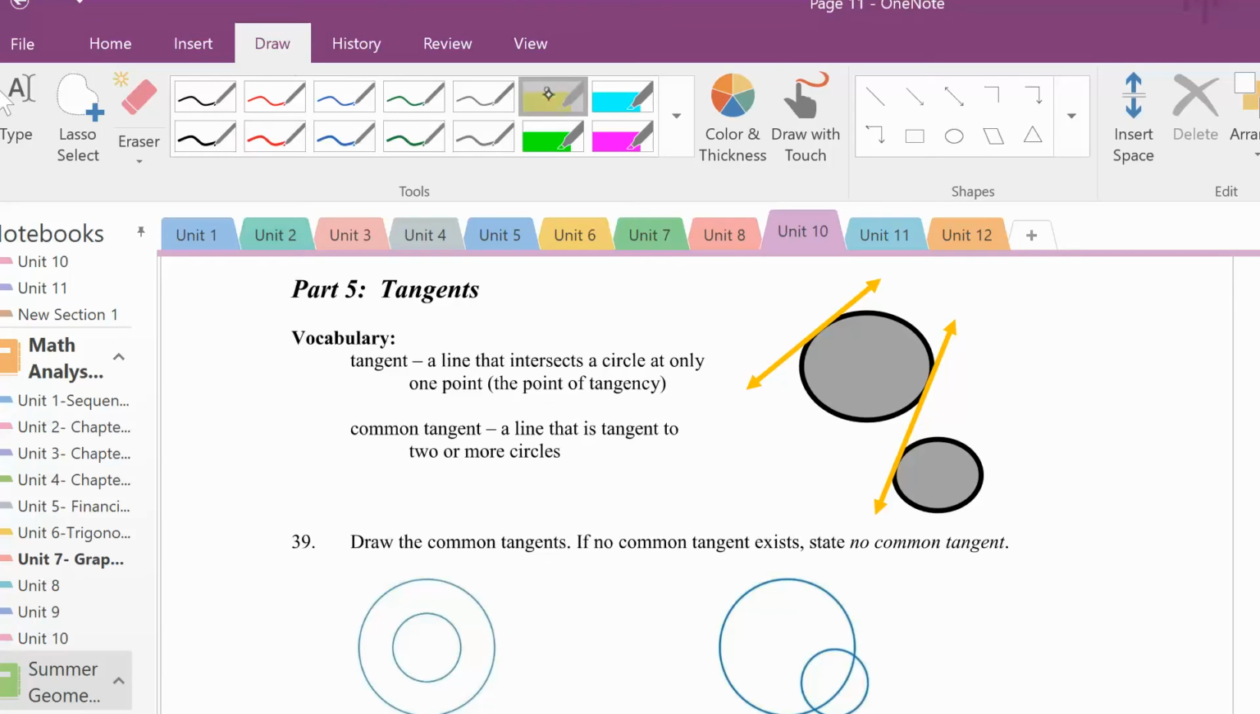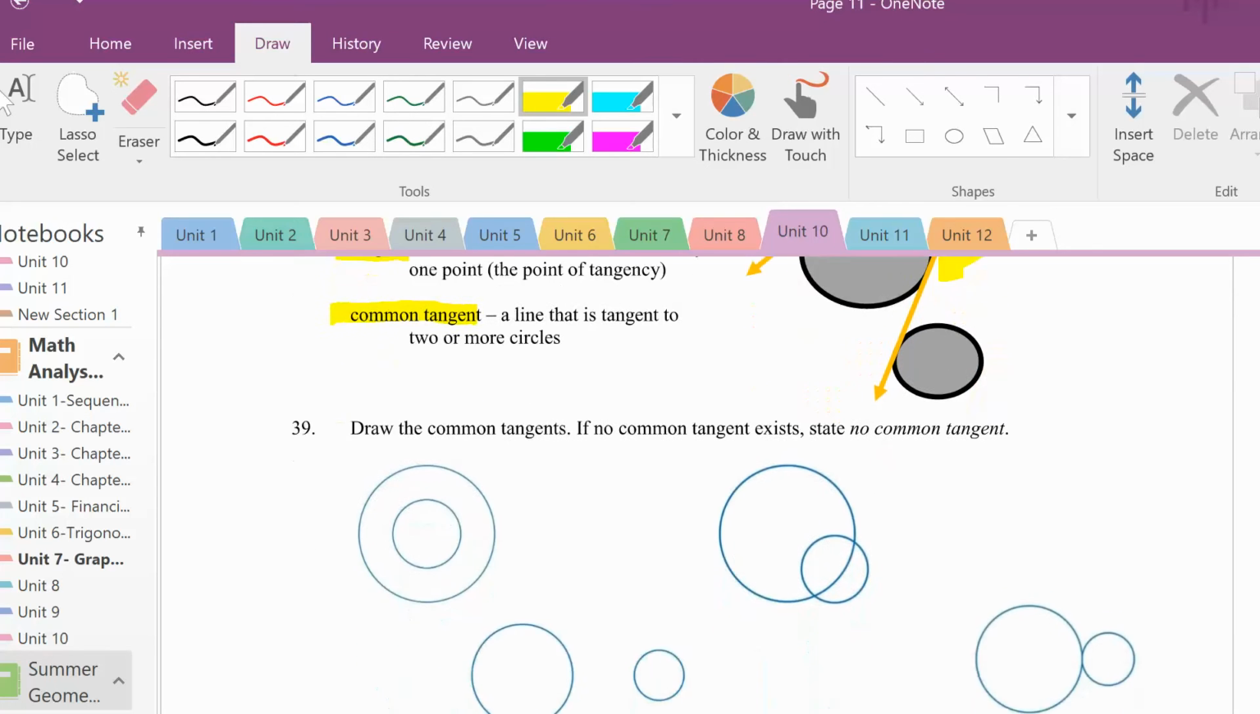We're going to be talking about tangents, and a tangent is a line that intersects a circle at only one point. So notice you see a couple tangents drawn in yellow to circles. Notice they just touch the circle at one point. A common tangent is a line that is tangent to two or more circles. So notice this one here is a common tangent because it is tangent to two circles.